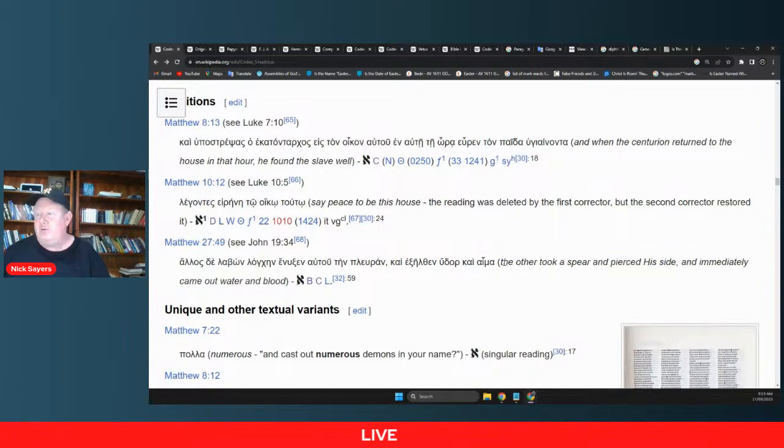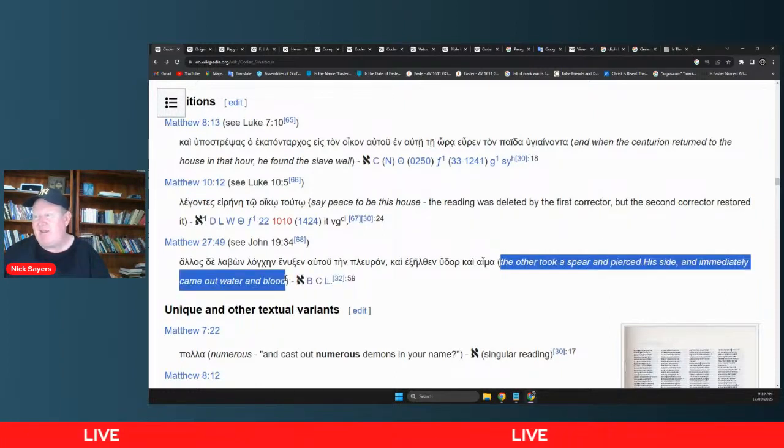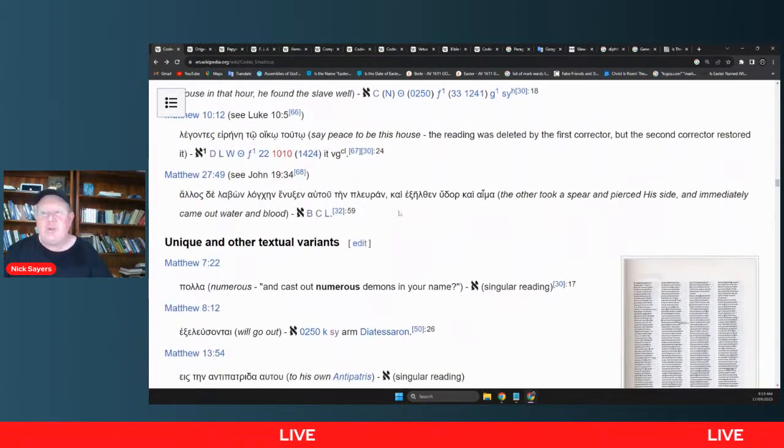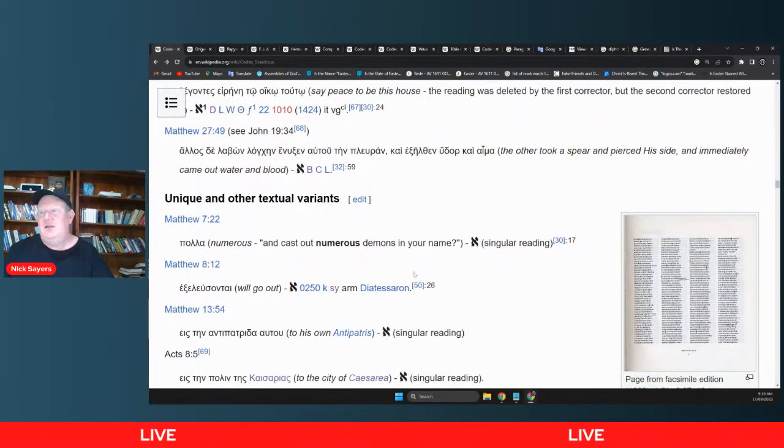And, well, here they have Jesus dying from being stabbed. And that's how he died. That's in Codex Sinaiticus. And so you get their best manuscript, apparently, and Jesus isn't even dying on the cross from those wounds. He's dying from getting stabbed, speared in his side. Anyway, unique and other variants.